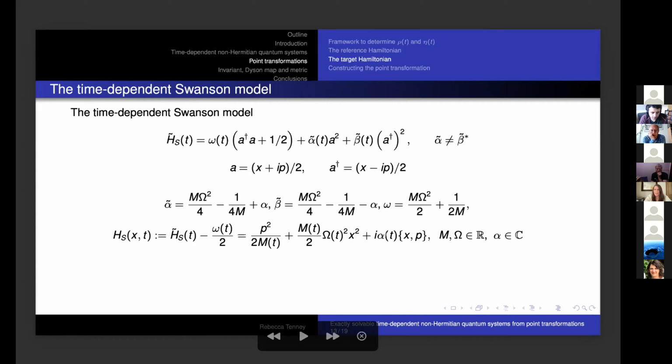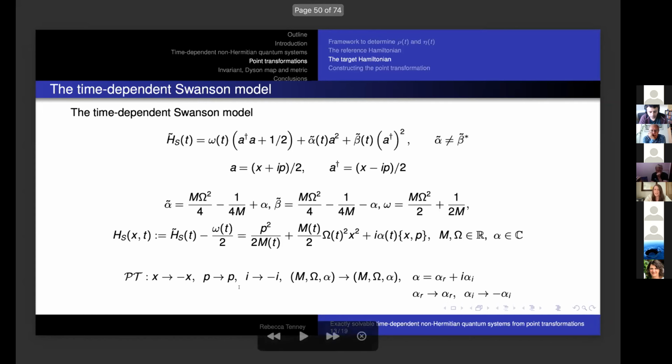This is where it gets a little bit weird with the PT symmetry and why I wanted to mention it earlier. Standardly, as I said, with the one-dimensional Hamiltonians, we have P goes to P, X goes to minus X, i goes to minus i, and we demand here that for this Hamiltonian to be PT symmetric, M, omega, and alpha go to M, omega, and alpha. But our alpha is complex, so it has a real and imaginary part. So we demand that the real part, alpha R, goes to alpha R, but we require that alpha I goes to minus alpha I. This may not be readily seen here how that happens, but once we construct the point transformation, it does all come out nicely.